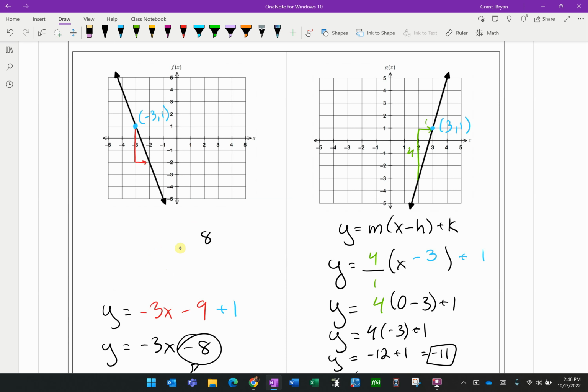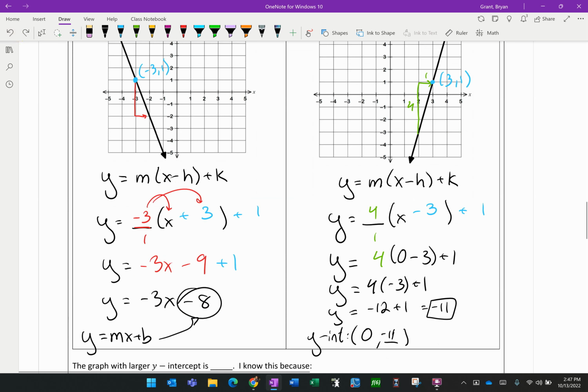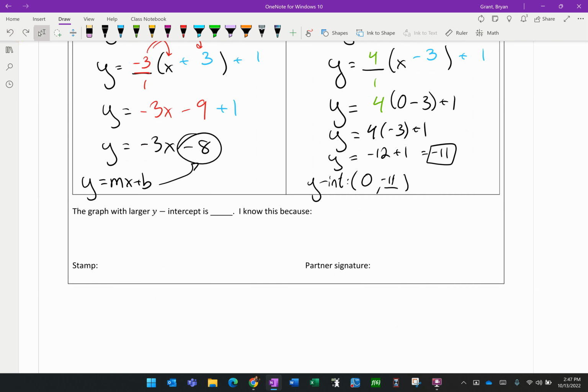Okay. So, I said I'd put all that back on. There we go. So that tells us that f of x is the one that has the larger y-intercept. The graph with the larger y-intercept is f of x. I know this because the y-intercept of f of x is negative 8, while g of x is negative 11.